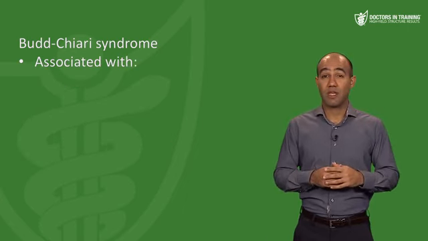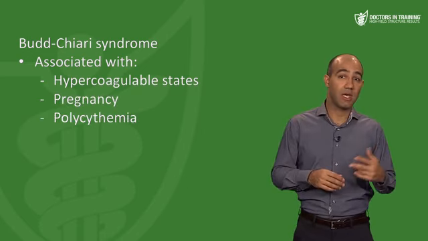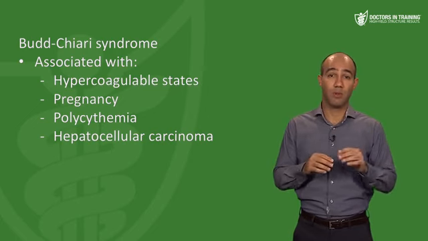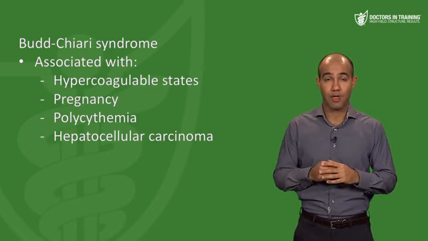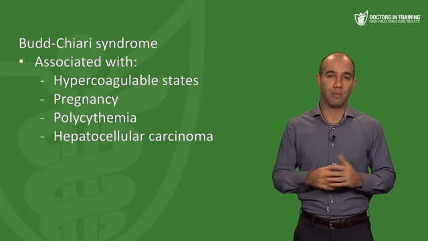Budd-Chiari is associated with hypercoagulable states, pregnancy, polycythemia, and hepatocellular carcinoma, all of which increase the risk of thrombosis of the hepatic vein. Overall, though, it's pretty rare. It's about 1 case per million people. All right, let's look at another pathology, Reye syndrome.